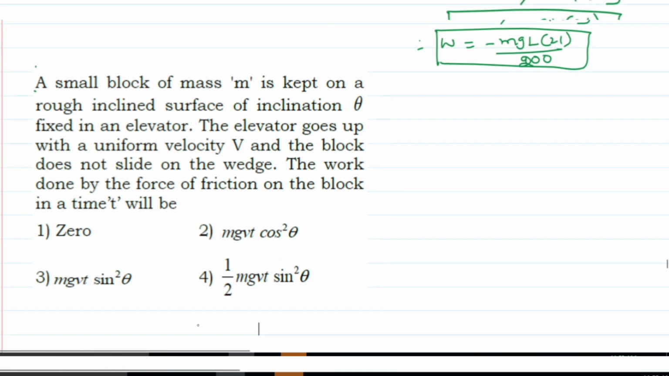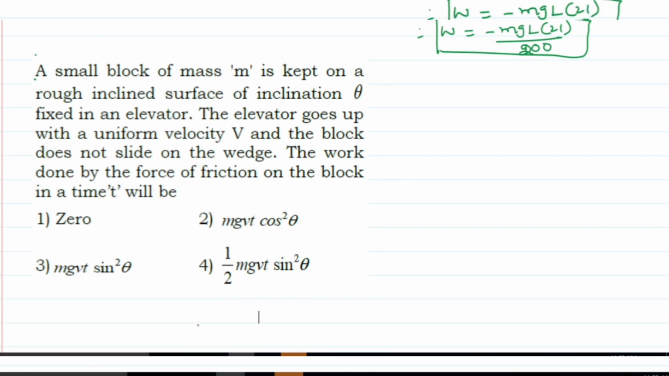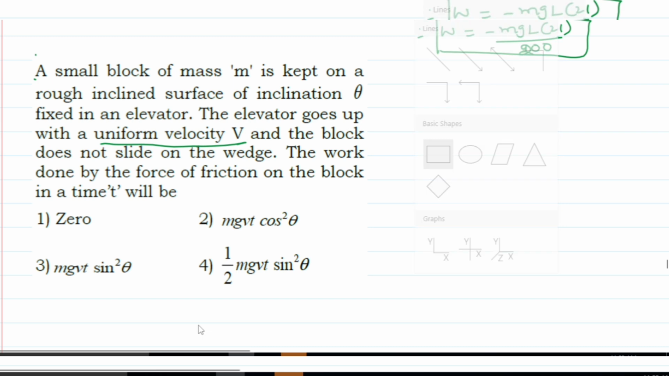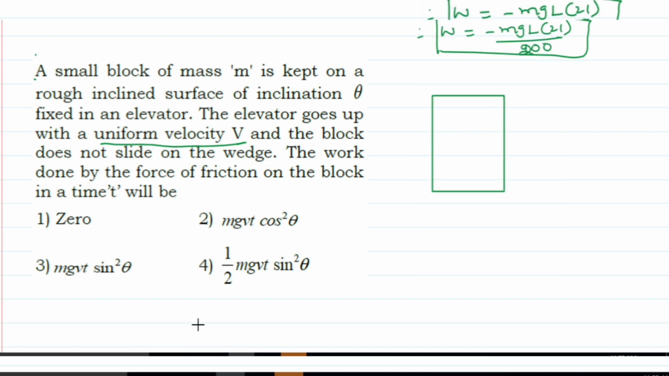Let us see the next question. It is given that a small block of mass m is kept on a rough inclined surface of inclination theta. It is fixed on the elevator. The elevator goes up with a uniform velocity, and the block does not slide on the wedge. It's an elevator, and inside it you are keeping one inclined plane, and now you are keeping one box here.